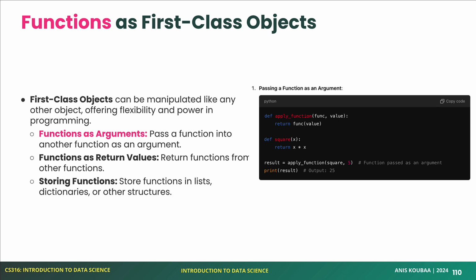So functions as first class objects can take different forms. They can act as arguments of other functions, and we already introduced this concept in the previous slides. For example here, apply function. I can put a function as an argument and apply it to a value or to a list. Then we have square, x multiplied by x. I can call apply function square over 5. So this illustrates that a function can be an argument of another function.